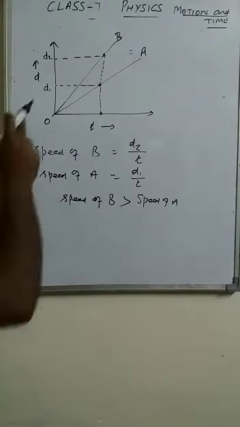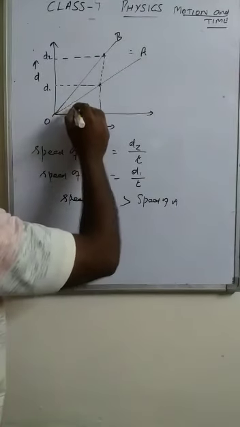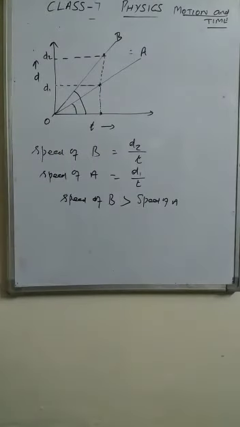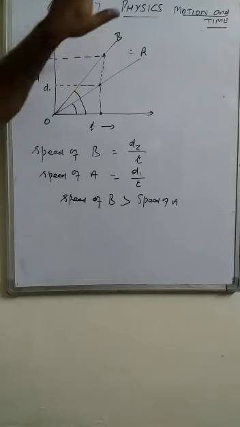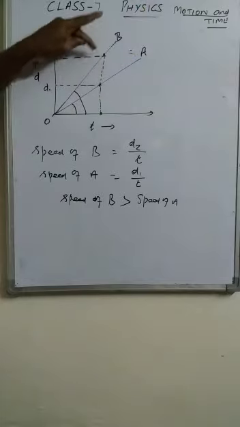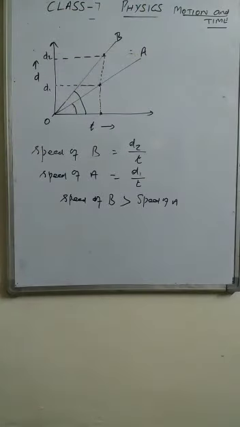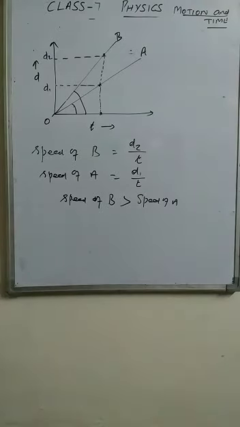How? Just find out which line is making the greater angle with the time axis. The graph which makes the greater angle with the time axis has the greater speed. So B is making the greater angle, so the speed of B is greater. This is how we compare the speed of different objects, and we plotted the distance time graph.